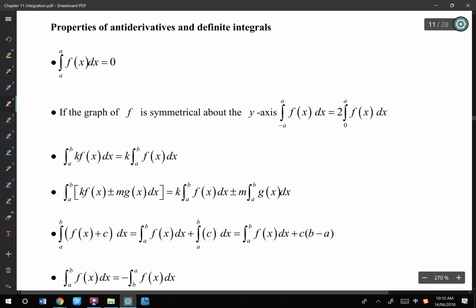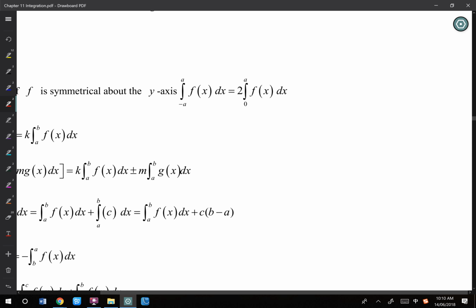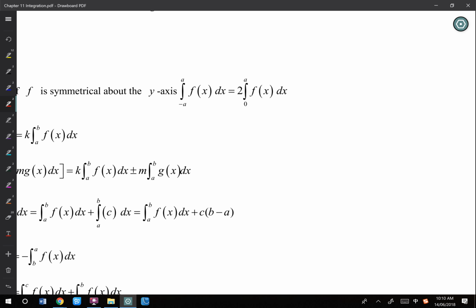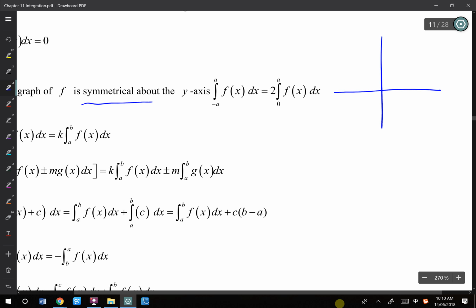Second one, if the graph is symmetrical about the y-axis, then if you have 2 symmetrical points, that's 2 lots of 0 to A. So for example, if you have an even function, symmetrical about the y-axis, this is an even function already.